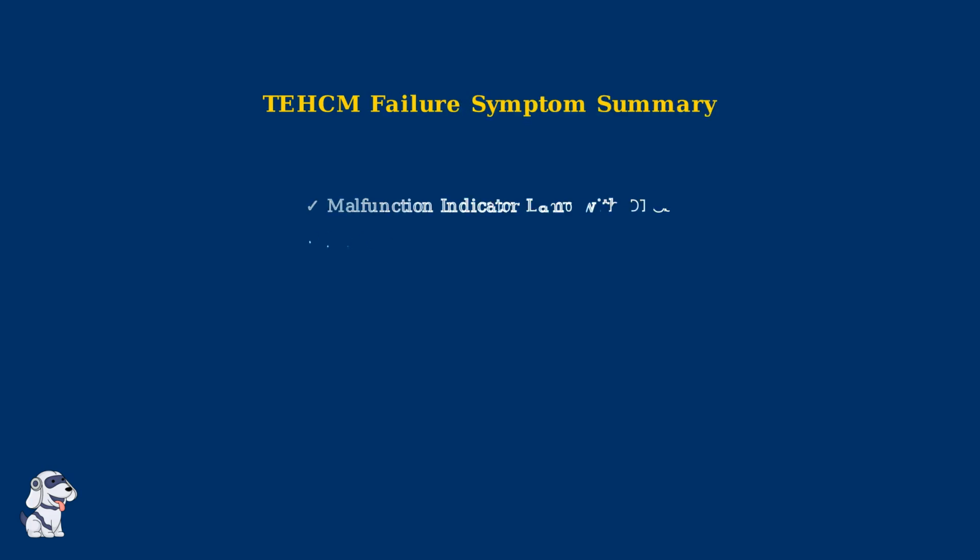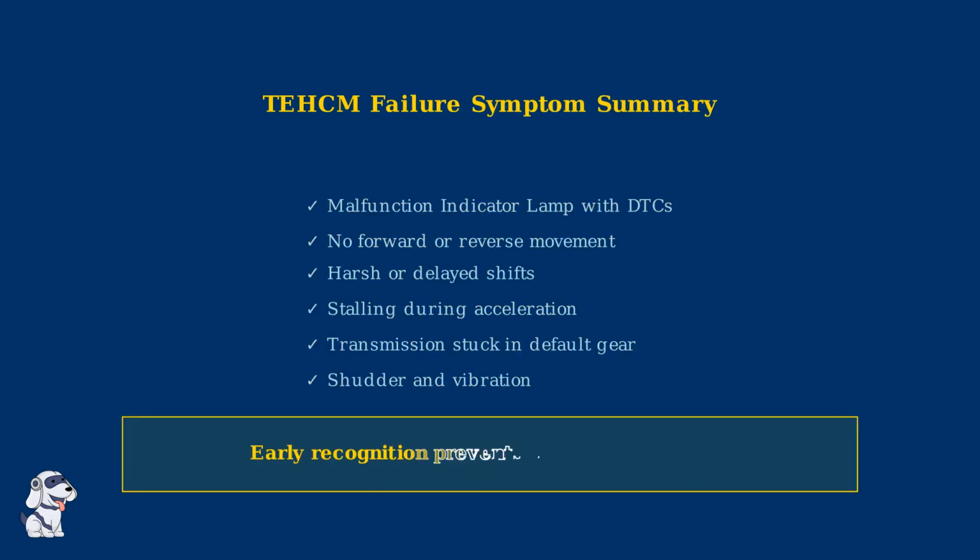These 6 primary symptoms, MIL illumination, loss of movement, poor shift quality, performance issues, default gear operation, and vibration, provide clear indicators of TEHCM failure. Recognizing these symptoms early allows for proper diagnosis and prevents further transmission damage.